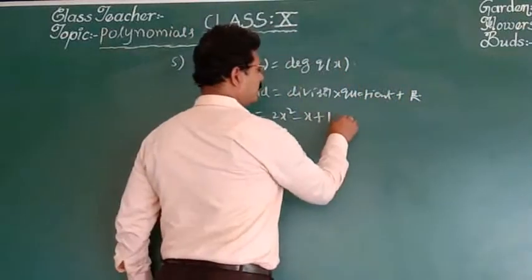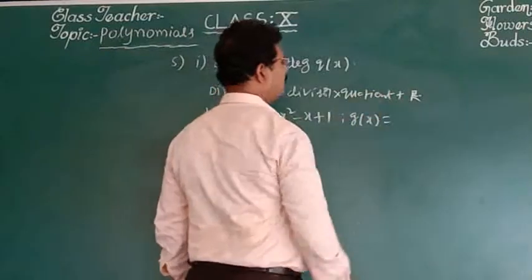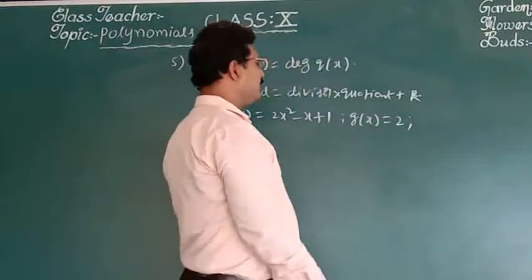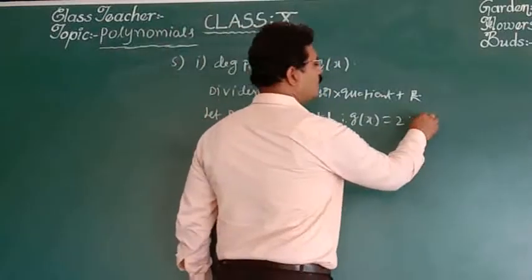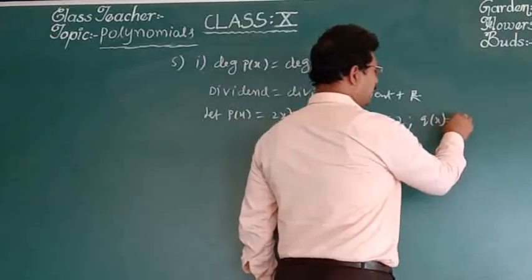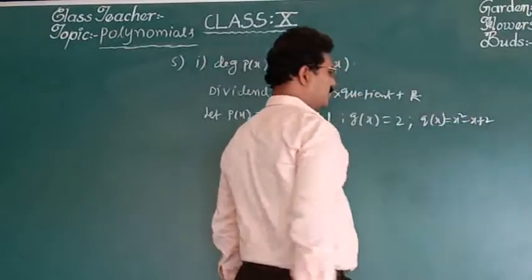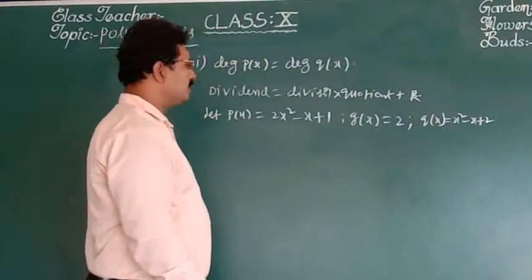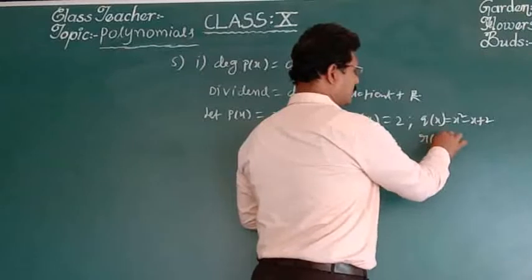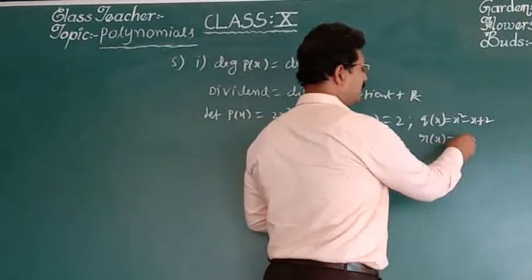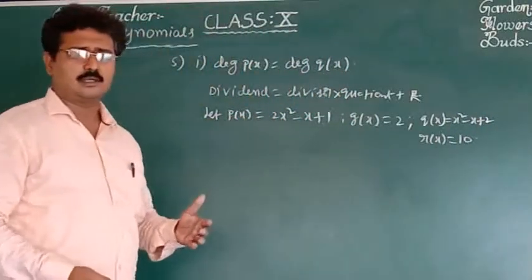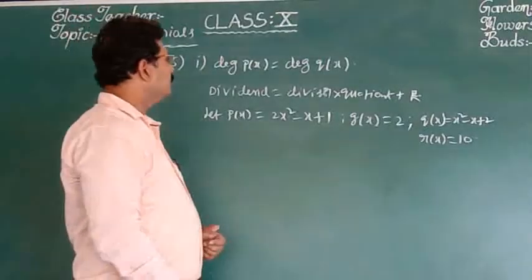g of x is equal to some 2. Next, q of x is equal to quotient. q of x is equal to, in the same way, x square minus x plus 2. Suppose q of x is equal to x square minus x plus 2, and the remainder, what is that remainder? Some r of x is equal to something, say 10, like that, suppose. And this is the way to write the concept of the given one. And now next see.